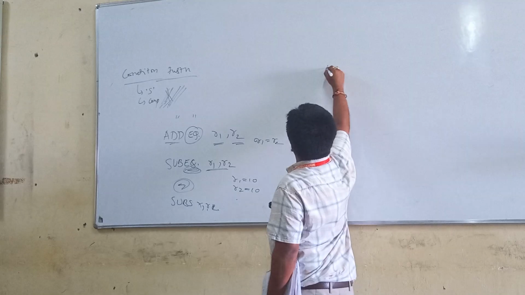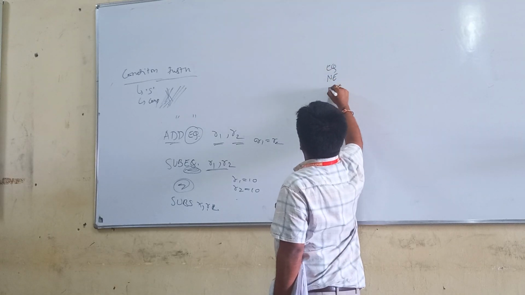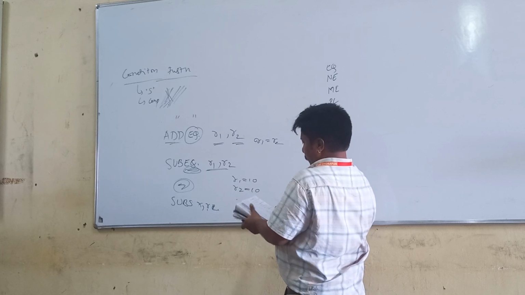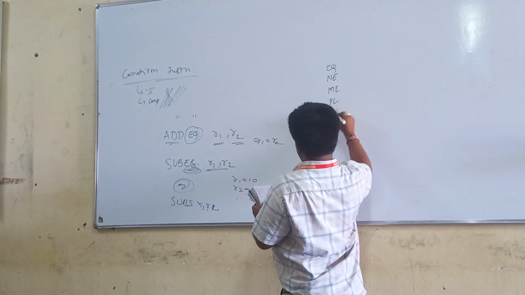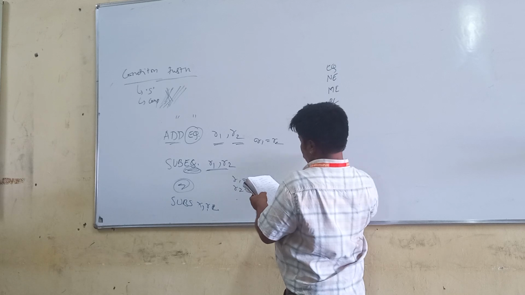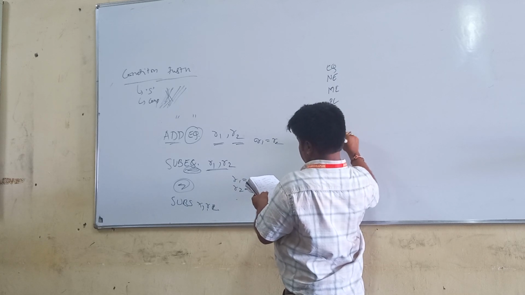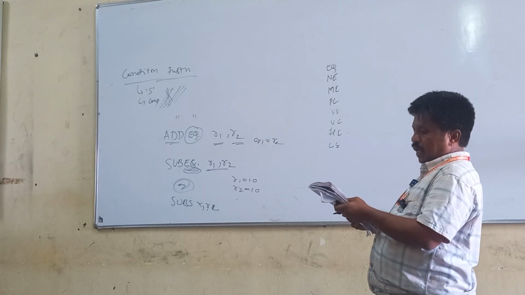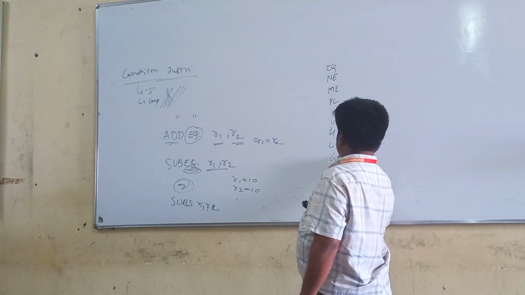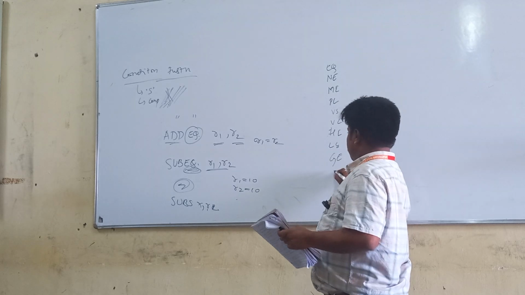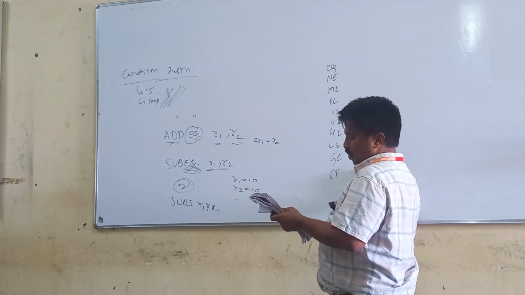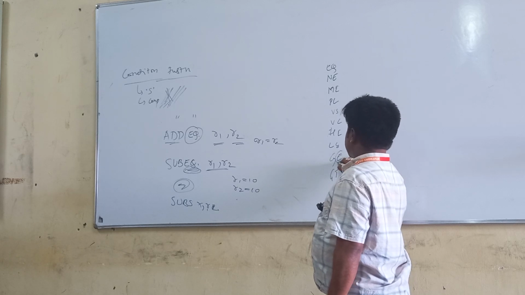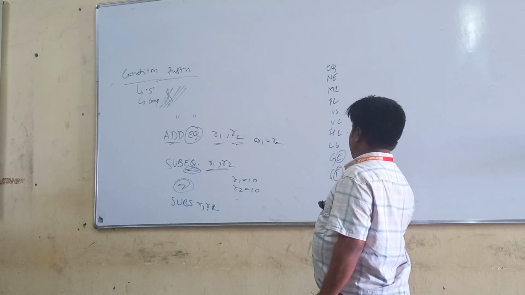One we call EQ, equal, another one is NE, non-equal, another one is MI, minus, another one is PL, plus, and also VS is the overflow, VC is no overflow, HI is unsigned higher. LS is unsigned lower or same, and GE is greater than or equal. GT, what is GT? Signed greater than. GE is greater than or equal, and GT is greater than.